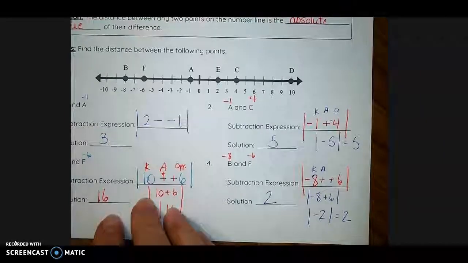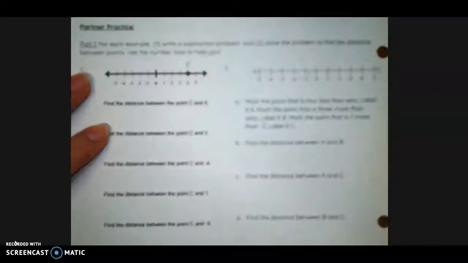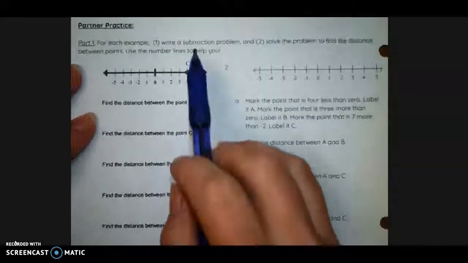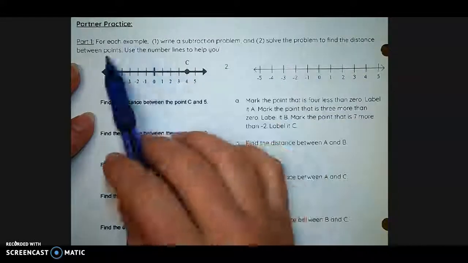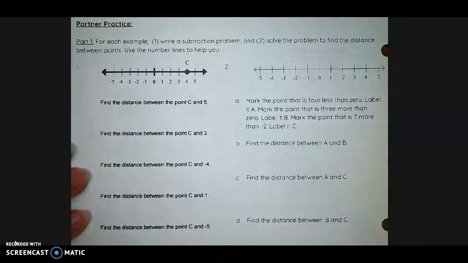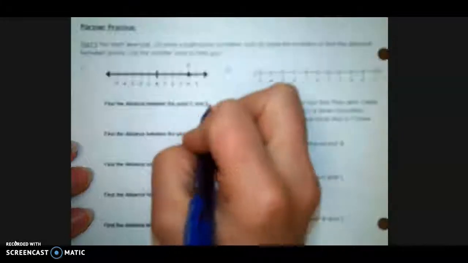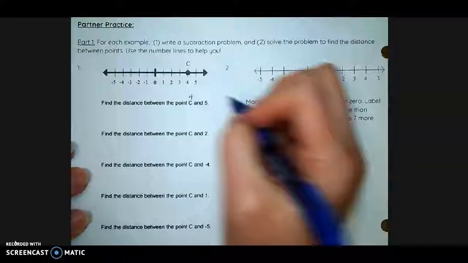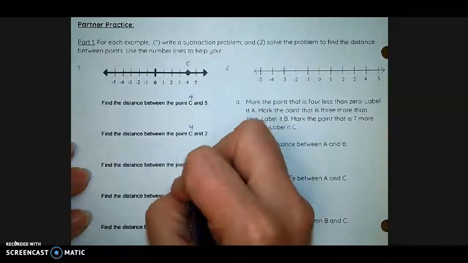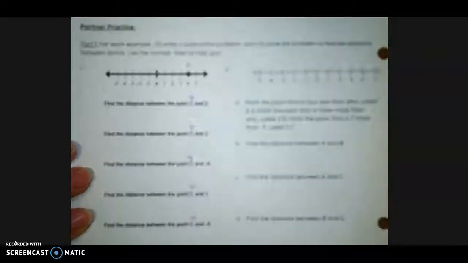We've got some more practice problems on the back here. See if we can apply this. So it says write a subtraction problem and solve the problem to find the distance between the points. Use the number lines to help you. So we've got C. So we're going to find the distance between point C and 5. Well, C is at 4. So for all of these, we're going to have 4 as one of our numbers.